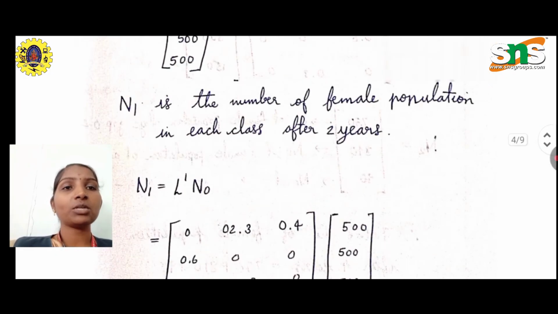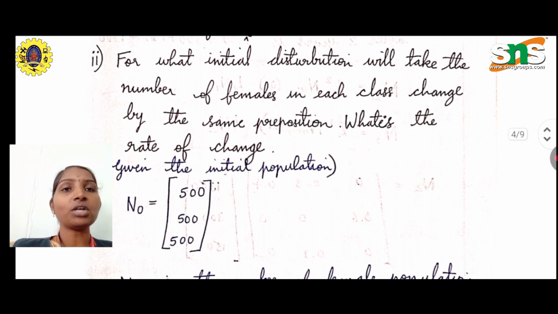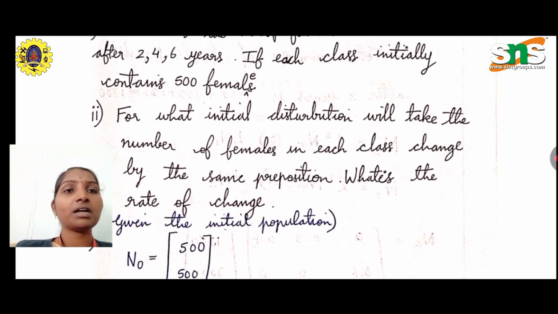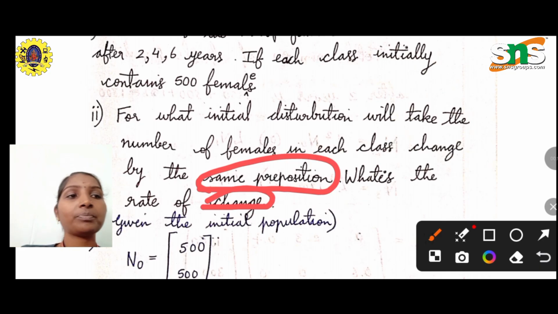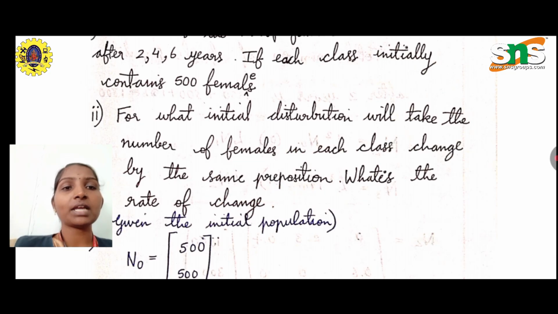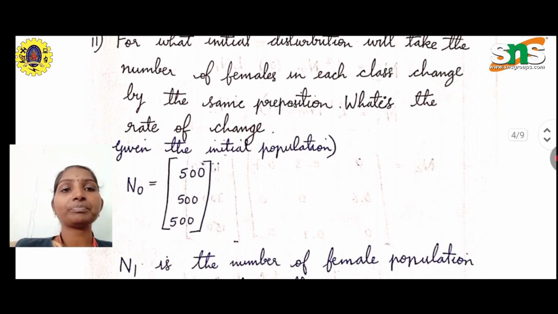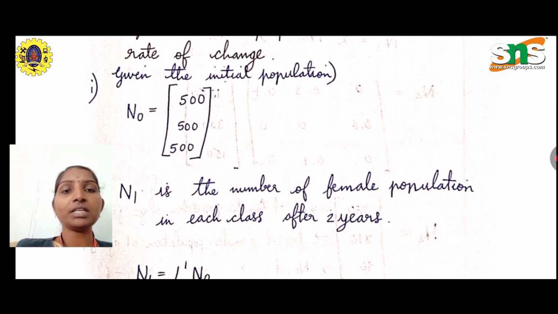Now we will move on to the second question. What is our second question? For what initial distribution will the number of females in each class change by the same proportion? Same proportion, that is, what is the rate of change? So here we have to deal with the eigenvalues and eigenvectors for finding the rate of change and the change happening in the eigenvectors, which is x1, x2 and x3. So we are going to find the initial distribution of the animal population, wherein the number of females in each of the classes will change by the same proportion. And you are given that the initial population is 500 in each of the classes.